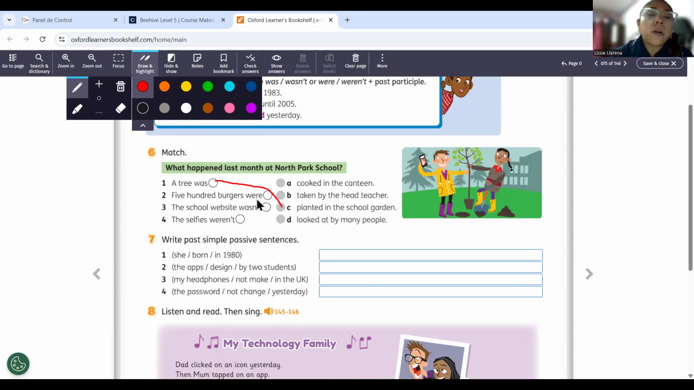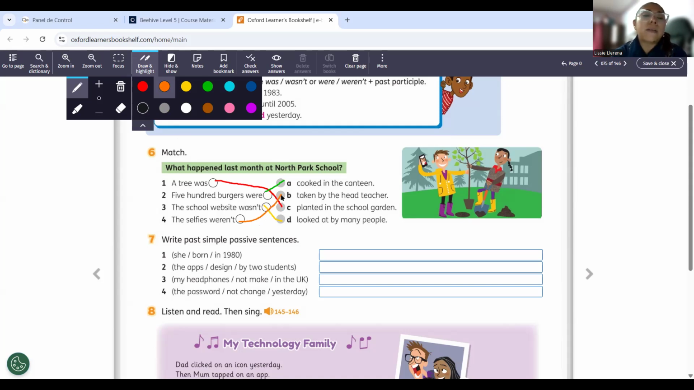Wonderful. 500 burgers were, and they will respond. Were what? Cooked in the canteen. Excellent. Number three, the school website wasn't what? Looked at by many people. And finally, the selfies weren't what? Taken by the head teacher. Excellent. We did a wonderful job.